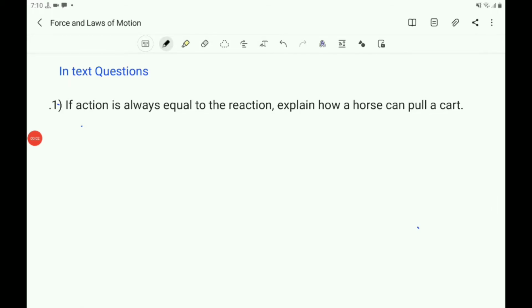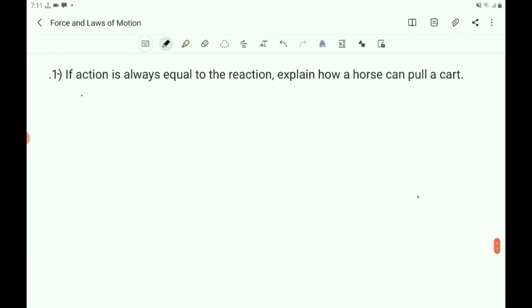Dear children, it is a continuation of the chapter Force and Laws of Motion. Now let us solve the in-text questions. The first question is, if action is always equal to the reaction, explain how a horse can pull a cart.